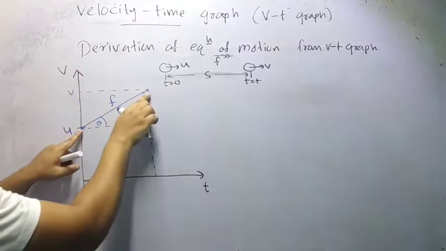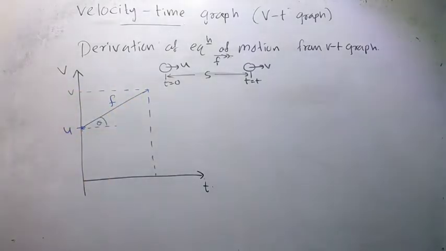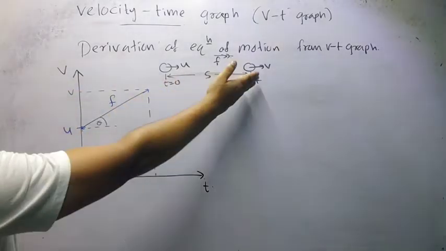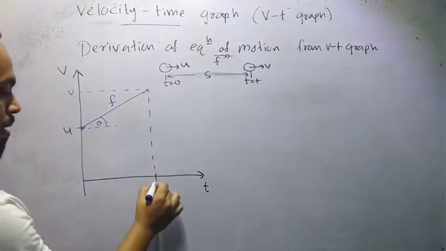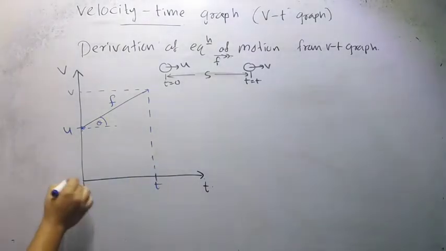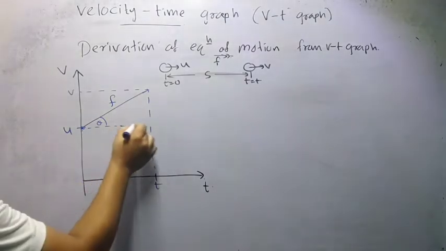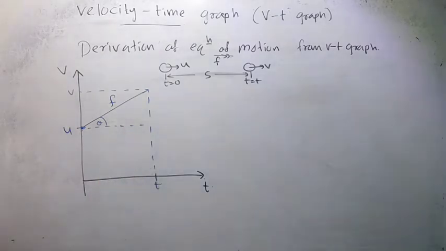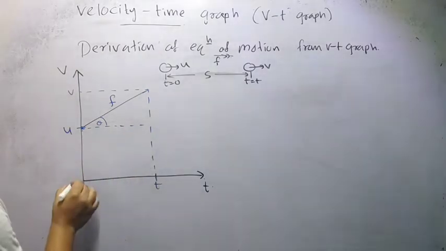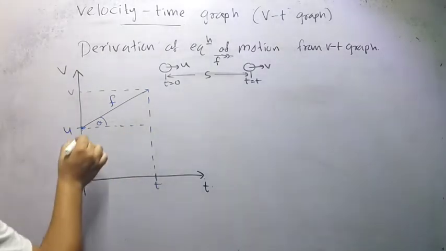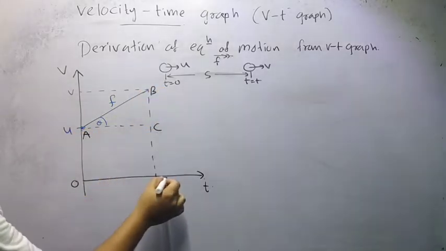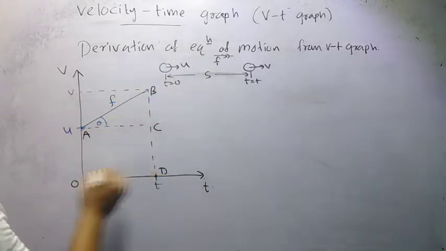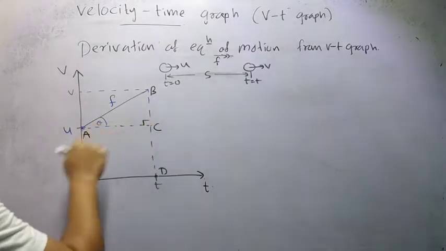There is only this one line segment. This whole motion is represented by this line segment. This is t, and this is t equals 0. Okay, so let's name the special points here. Let's take this O, and let's take A, B, C, and D as the points. You can see that you get a trapezium here.